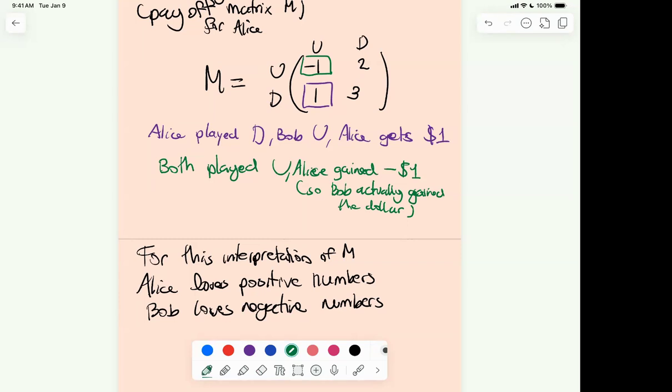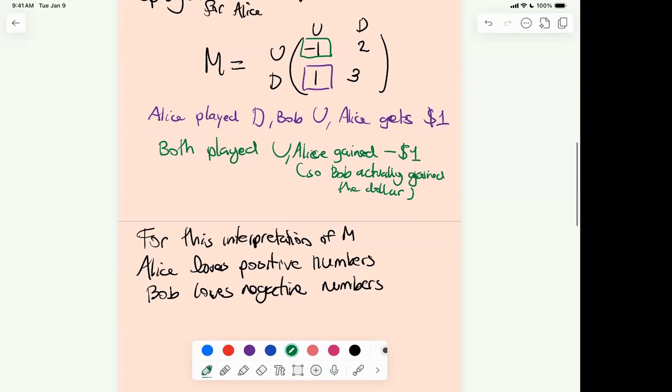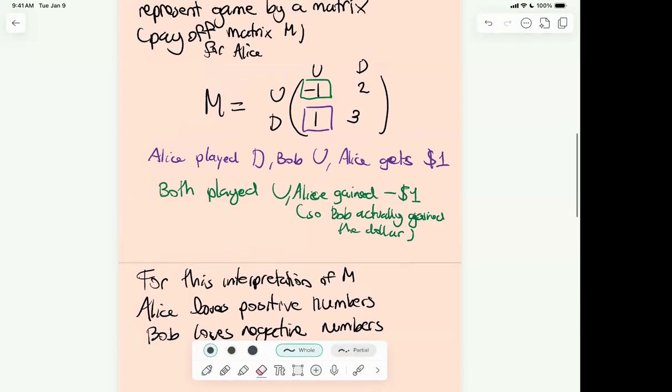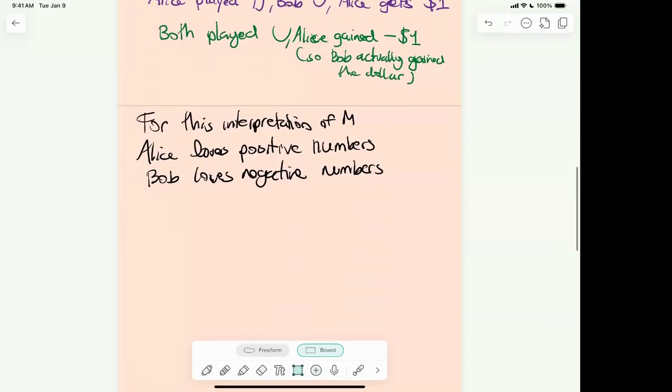Okay, so let's try to analyze the game from Alice's perspective, and then we'll do the same from Bob's point of view. I'll copy paste the matrix a couple of times because it's useful to write it out.